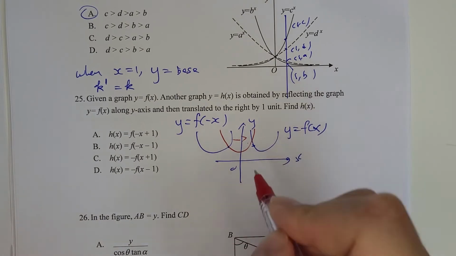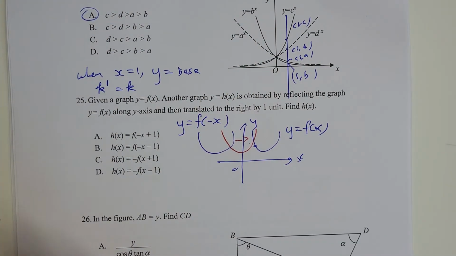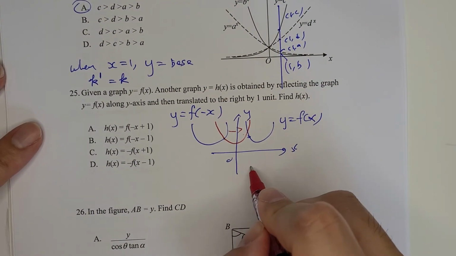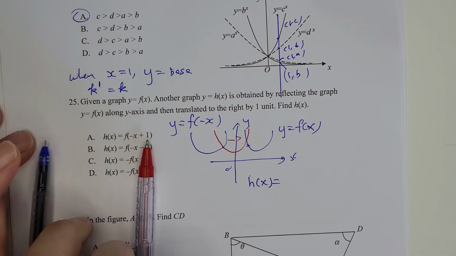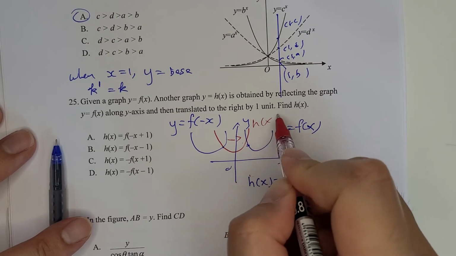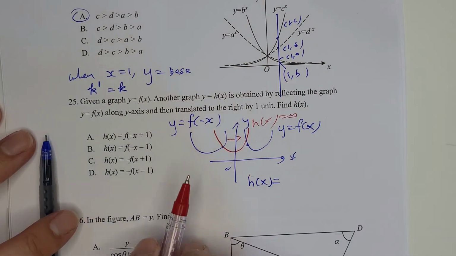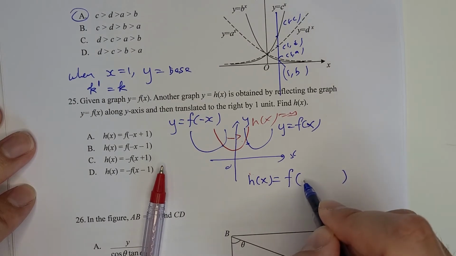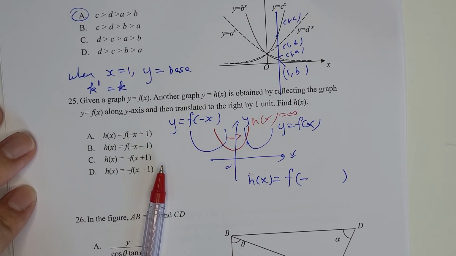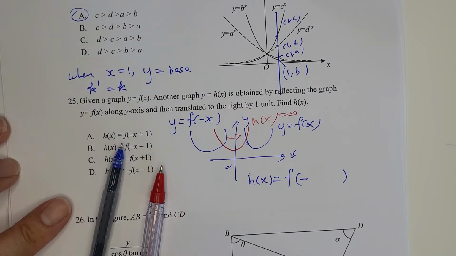So what is the red one, hx? Here will be very tricky. hx will equal to, okay, the hx. Original f reflect along the y-axis, so inside the bracket the x coordinate will become negative, but you then translate 1 unit to the right.